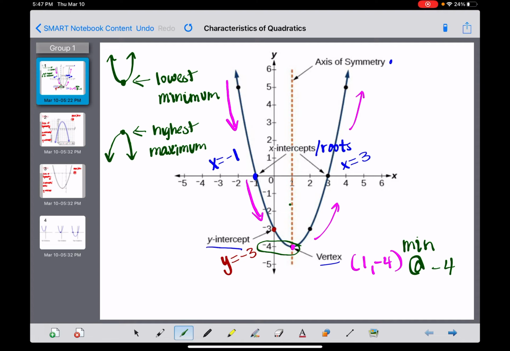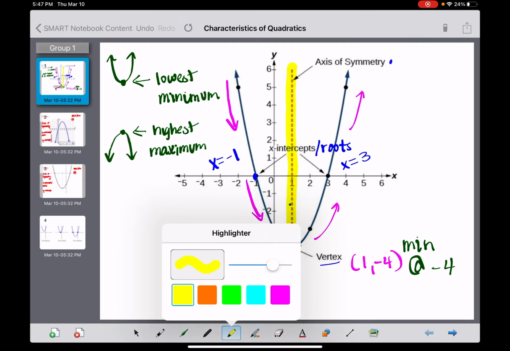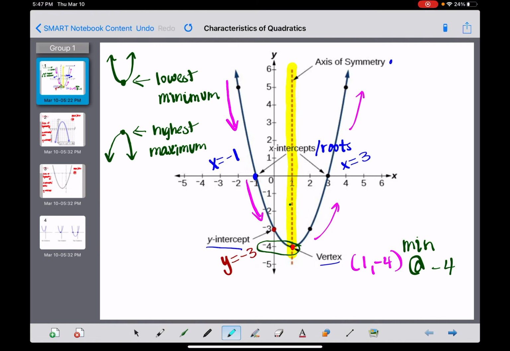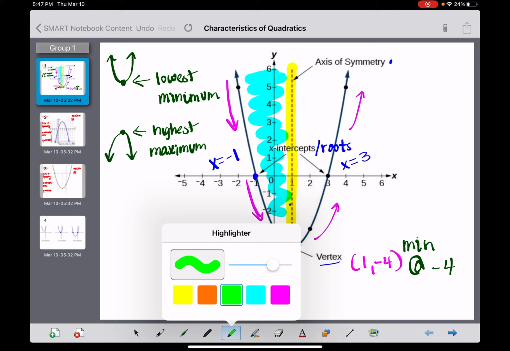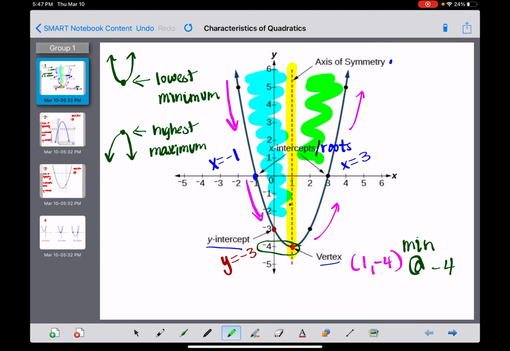The last word I'm going to talk about is the axis of symmetry. So the axis of symmetry cuts our parabola right down the middle. It's always going to go through the vertex. It slices our parabola into two equal parts. So the left-hand side covers the exact same area as our right-hand side.